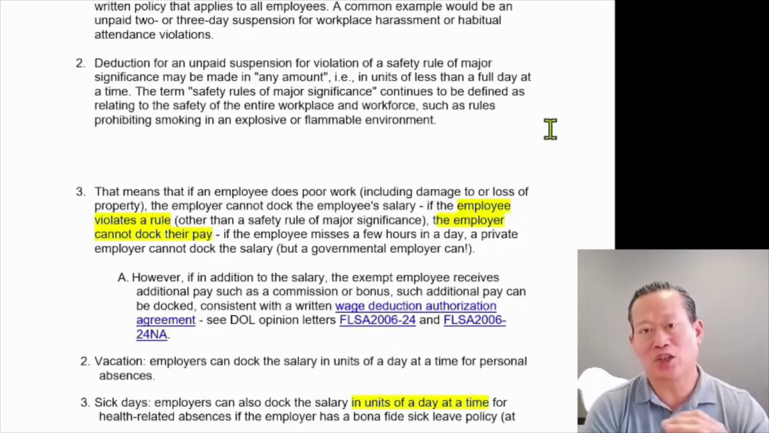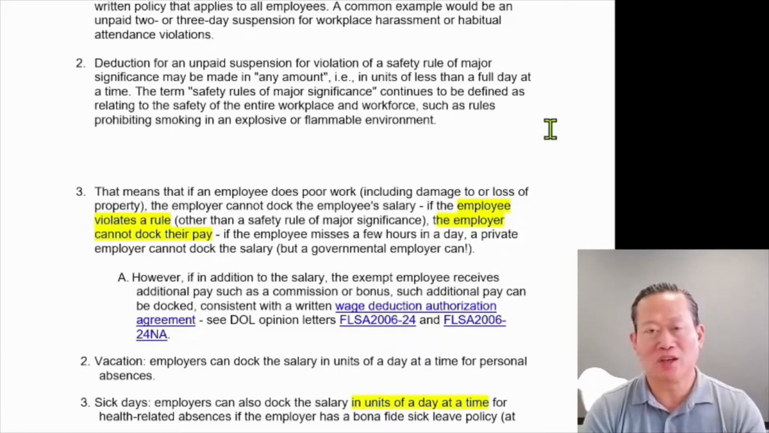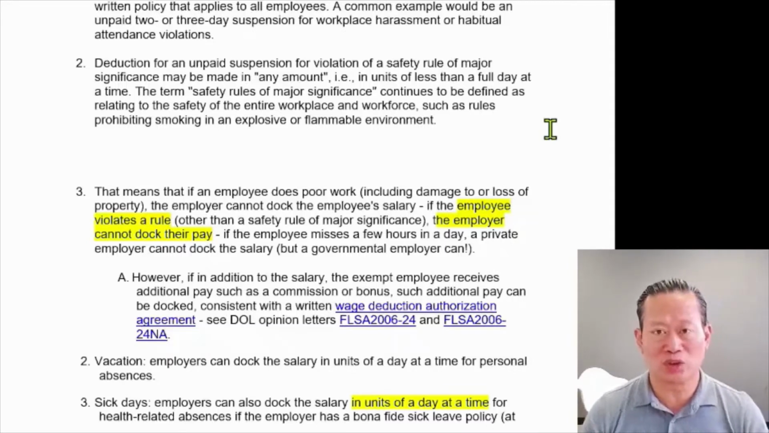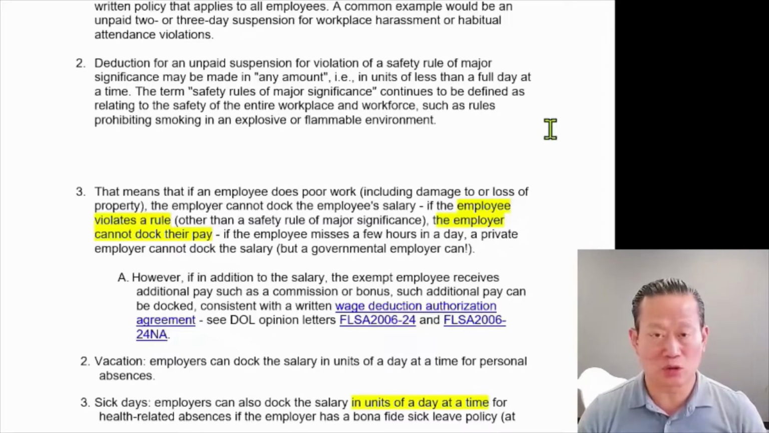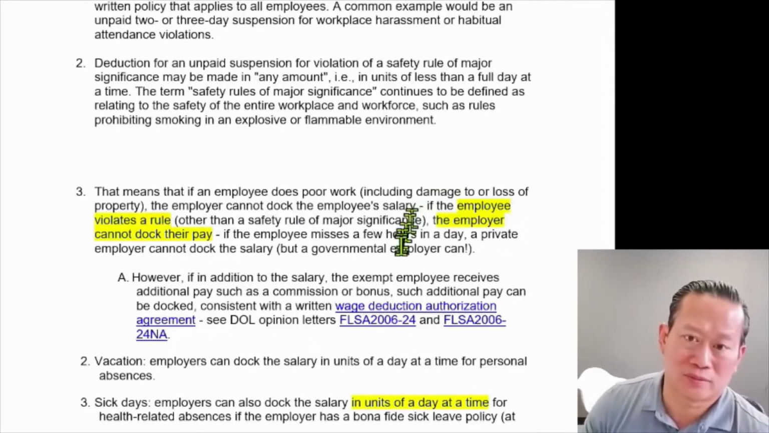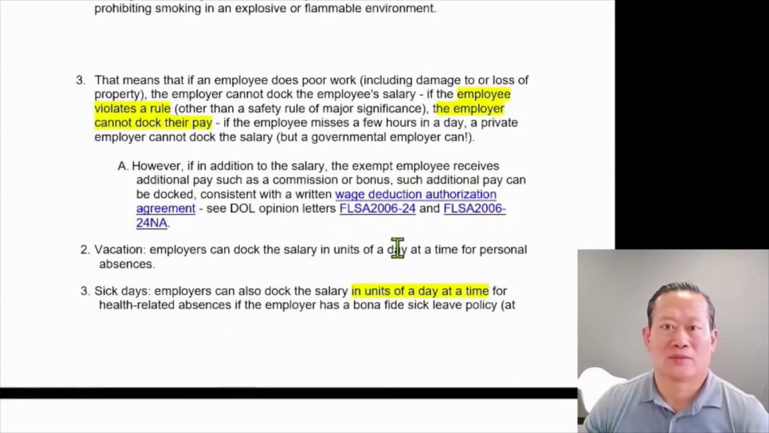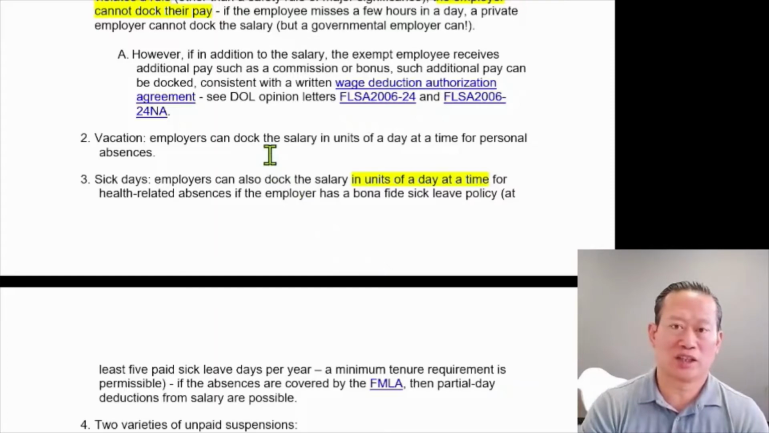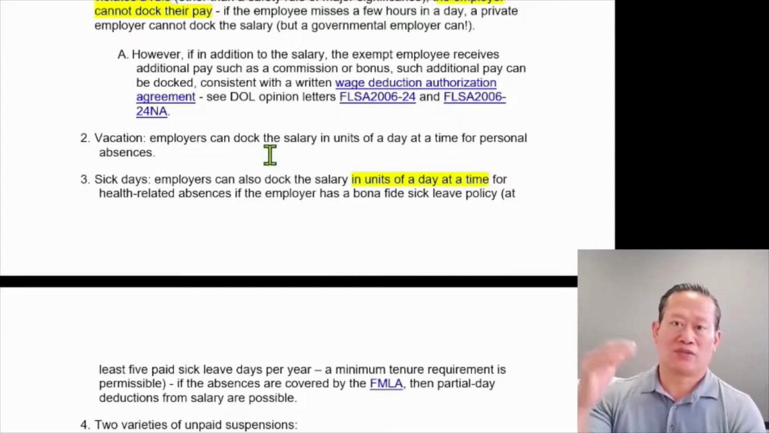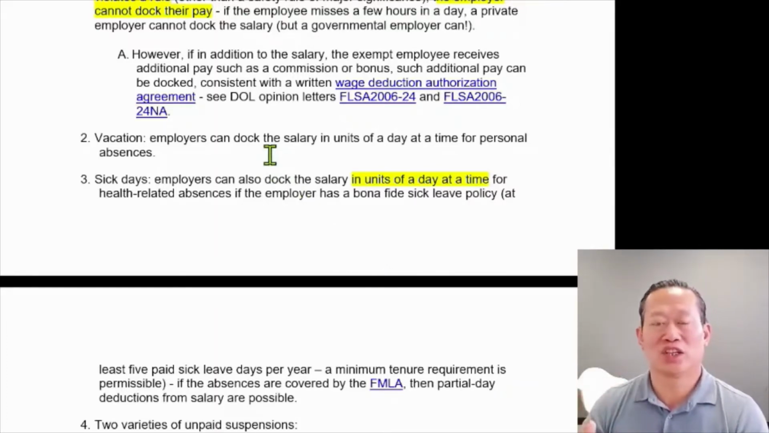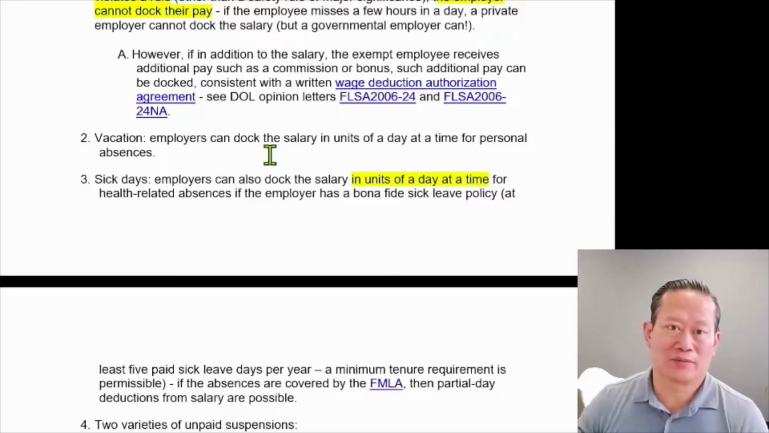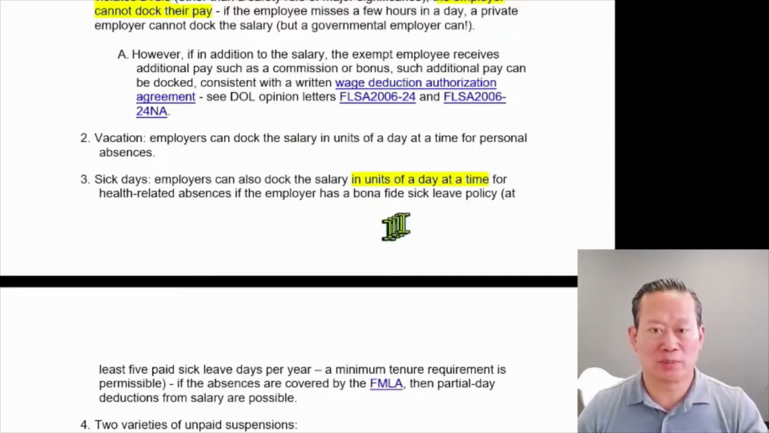But it's key that you don't suspend an exempt employee for minor safety violations, minor infractions, because when you do that, the reg says that you could jeopardize your salary element. If you want more information about this, you can take a look at the DOL opinion letters, FLSA 2006-24 or 2006-24NA. Now let's talk a little bit about vacation pay.